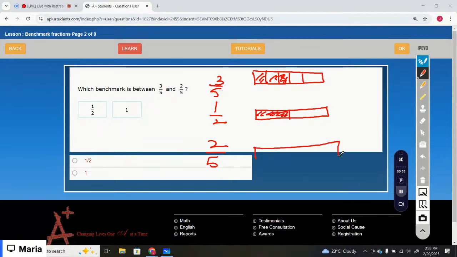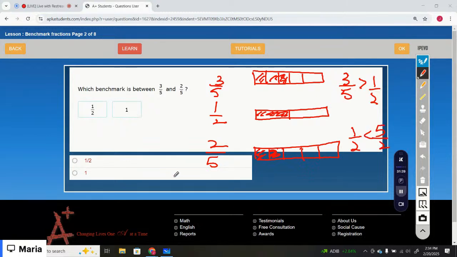Their sizes must be the same, right? Because I'm drawing it by hand, their sizes are a bit not the same. They all have the same length, just the portions colored are different. So 3 by 5 is more than half. You can see 3 by 5 has more portion colored than half, and 2 by 5 has a smaller portion colored than half. So 1 over 2 is less than 3 over 5.